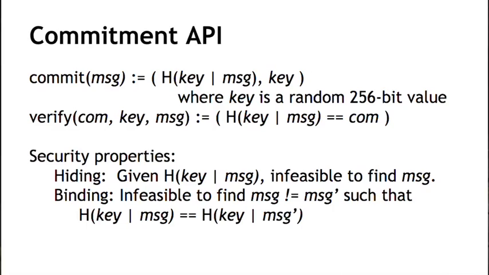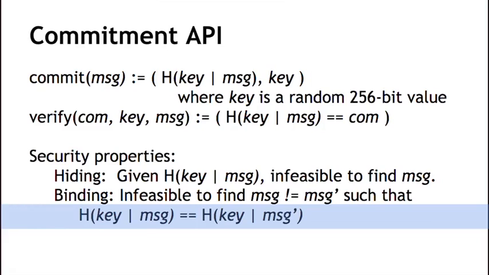So now the security properties, if we go down to the security properties that were at the bottom of the previous slide, and we just plug in the definitions of how we're going to implement this here, this used to say "given COM, infeasible to find message," we just plug in what COM is. COM is the hash of key concatenated with message. And similarly down here, this is what happens when we take what was written there before and plug in the definition of verify and COM.